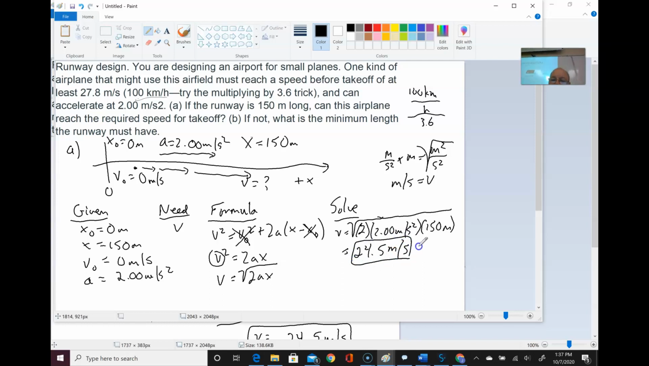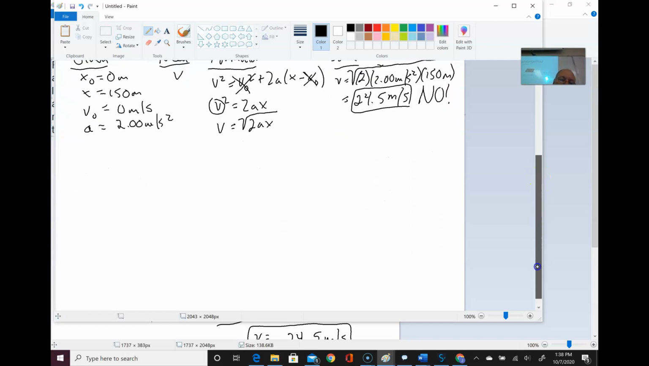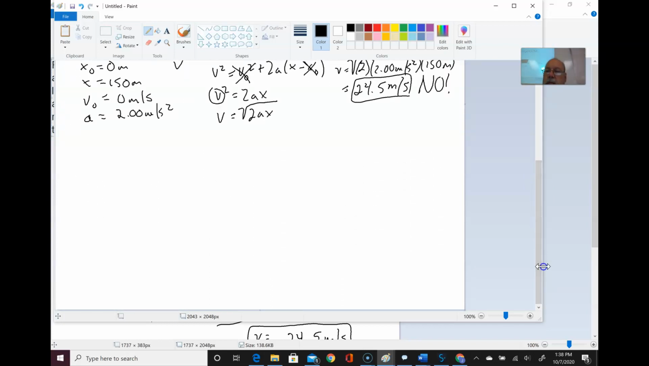Now that's not enough, is it? It's not going to reach the takeoff speed that I need before it reaches the end of the runway. So the next question then is, if not, what is the minimum length the runway must have? What is the minimum length that the runway must have?